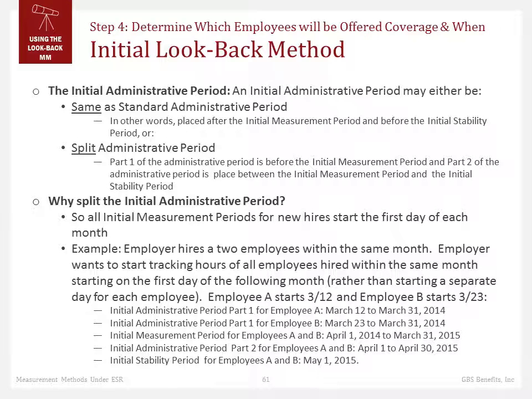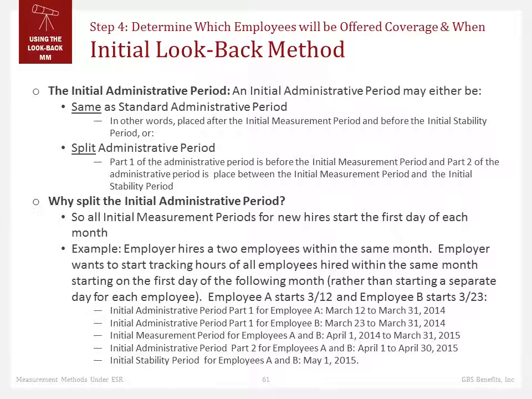Otherwise, if you don't split it, you could technically have 365 different initial look back periods going. And that, of course, is not a realistic example, but technically it could happen if you hire a new employee who needs to be put in the initial every day of the year. You could have 365 different ones. So in order to make your life a little bit simpler, you could reduce the possibility of having a variety of different look back cycles down to 12, one for each month. And this is how it works.